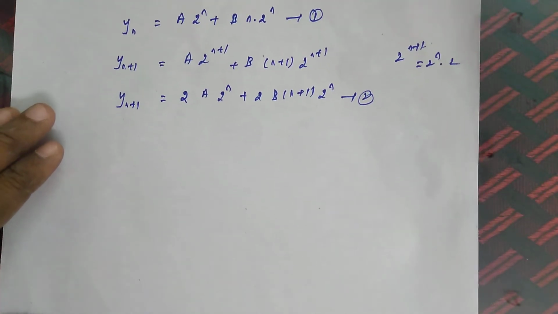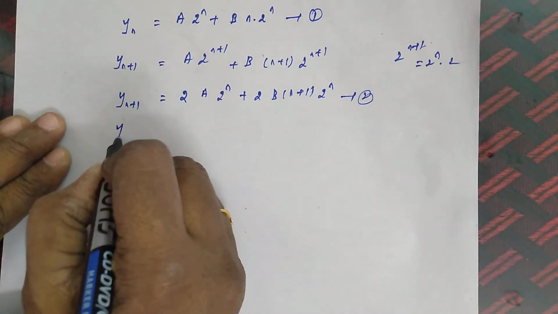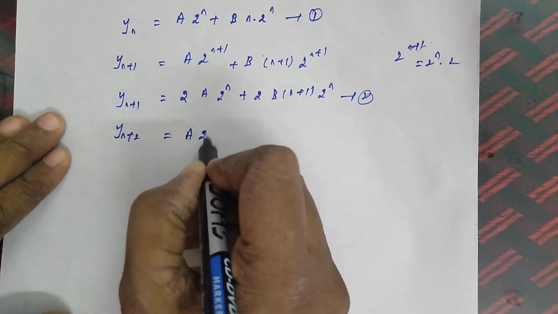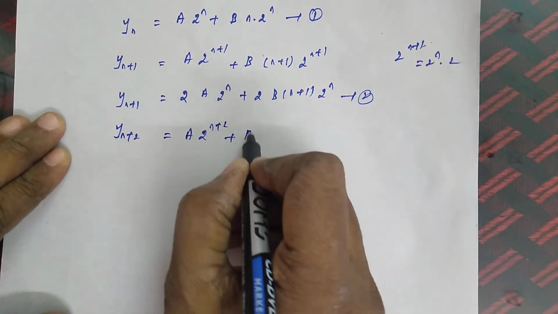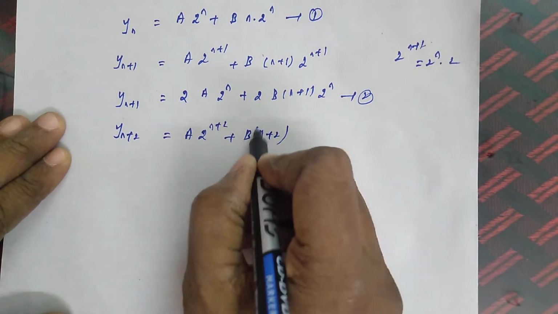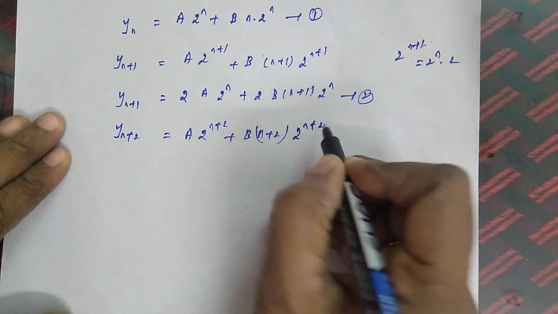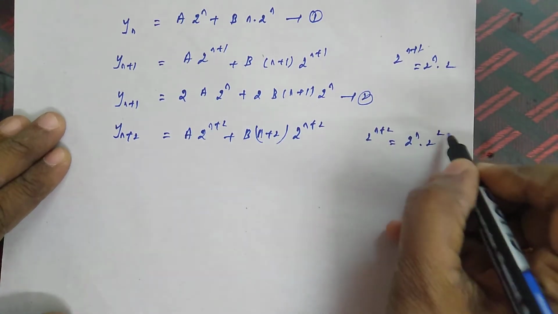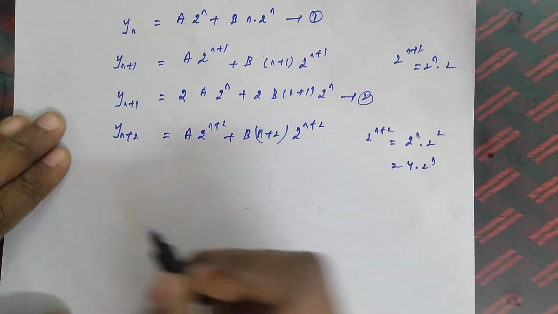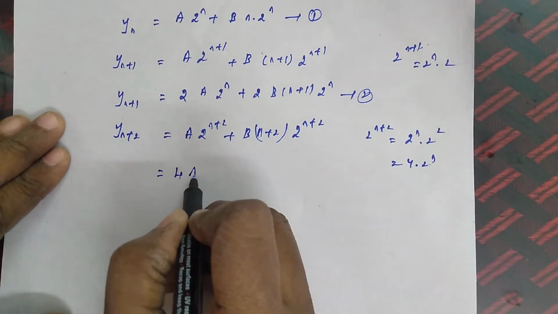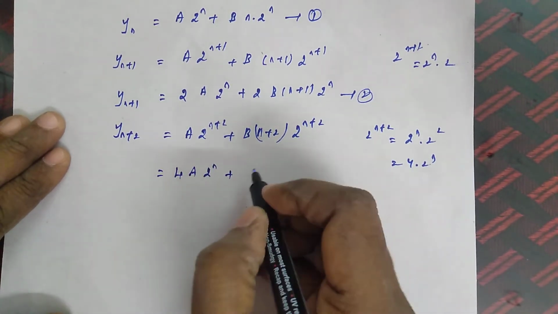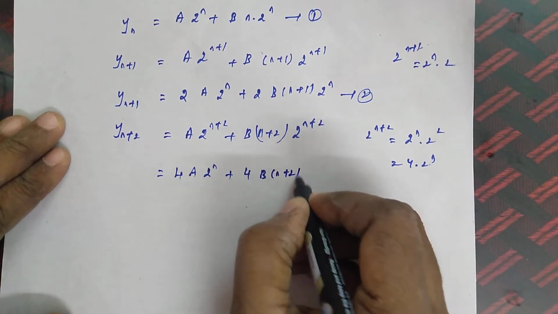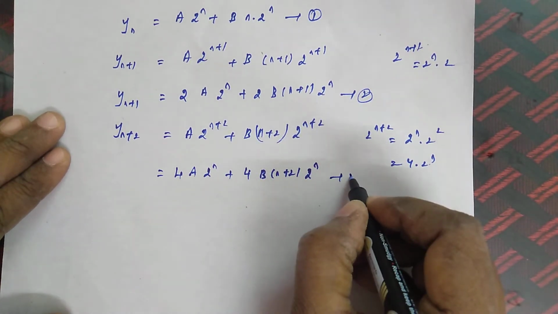Now in the given equation we replace n by n plus 2. So y n plus 2 equal to a into 2 power n plus 2 plus b n plus 2 into 2 power n plus 2. 2 power n plus 2 also can be written as 2 power n into 2 square, that is 4 into 2 power n. So this can be written as 4a into 2 power n plus 4b into n plus 2 into 2 power n. This is our equation 3.